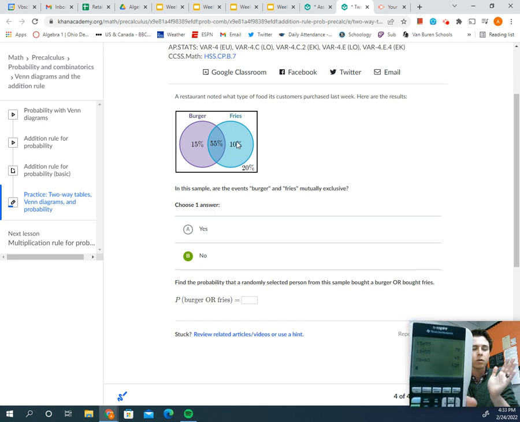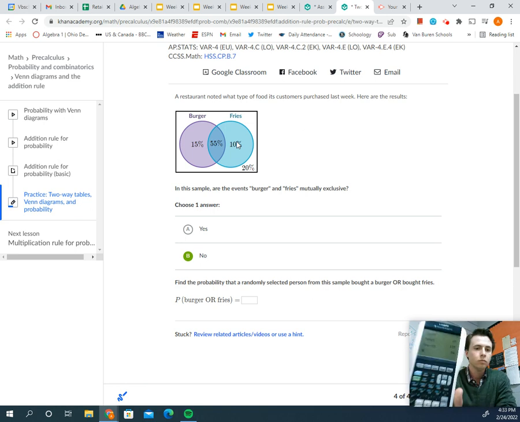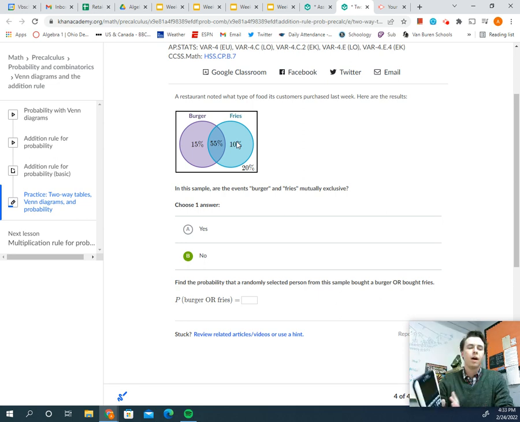70% of people got burgers, 65% got fries. We just need to take away 55 because that is the amount of people that got double counted. And we find that 80% of people, once we take away that 55, ordered a burger or fries. Another way of thinking about that is the whole shaded region, whether you look at the both or just the burger or the fries.